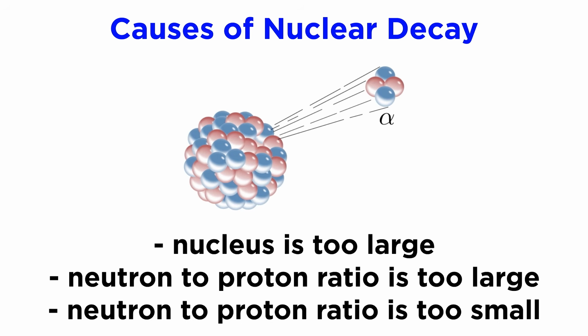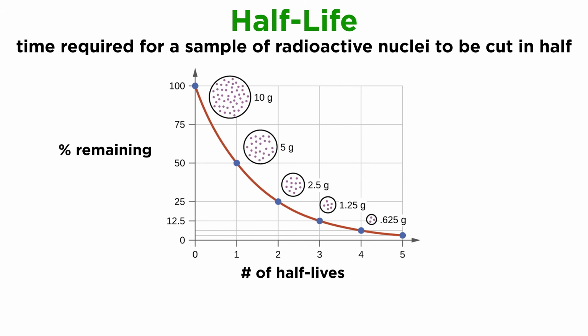Again, these types of nuclear reactions will occur if a nucleus is unstable, either due to being too large or to having an unfavorable neutron-to-proton ratio. We can describe the time it takes for radioactive material to decay using a parameter called half-life. This is the amount of time that must elapse for a sample of radioactive nuclei to be reduced to half the original amount. For example, carbon-14 has a half-life of 5,730 years.